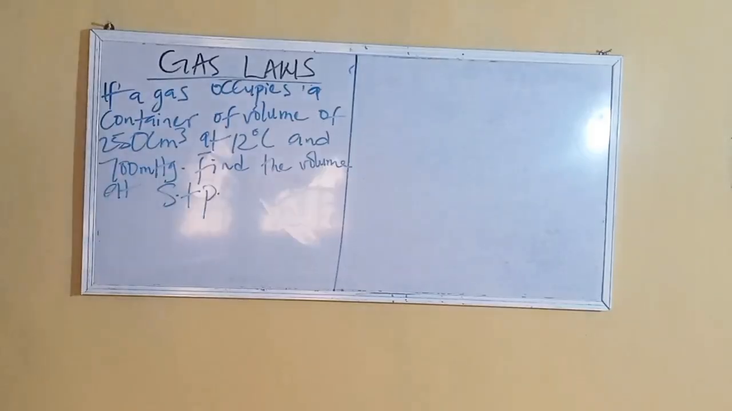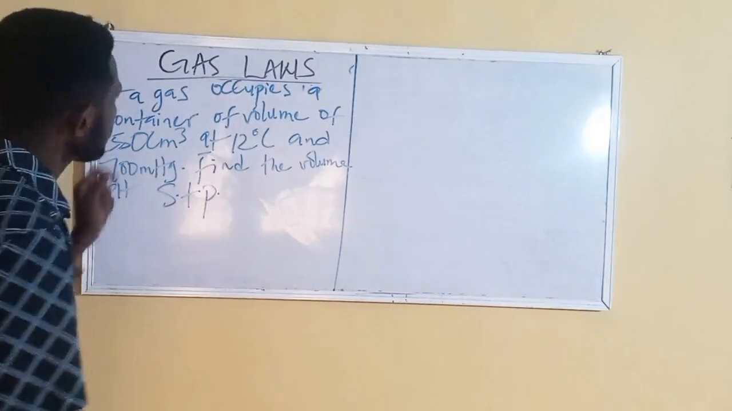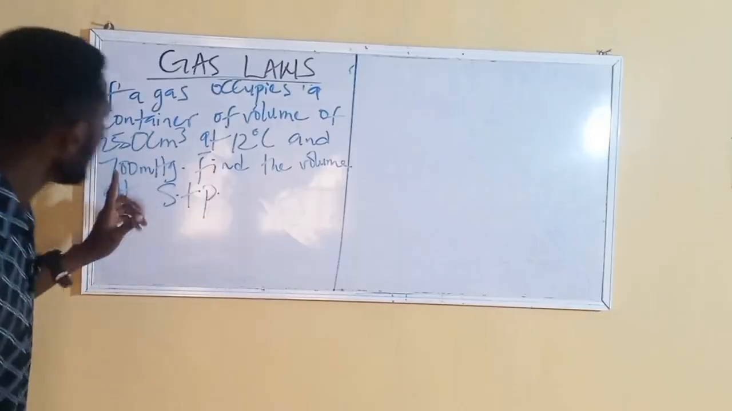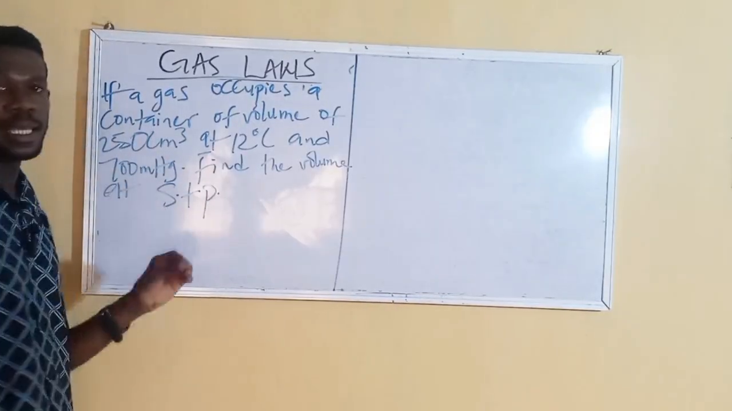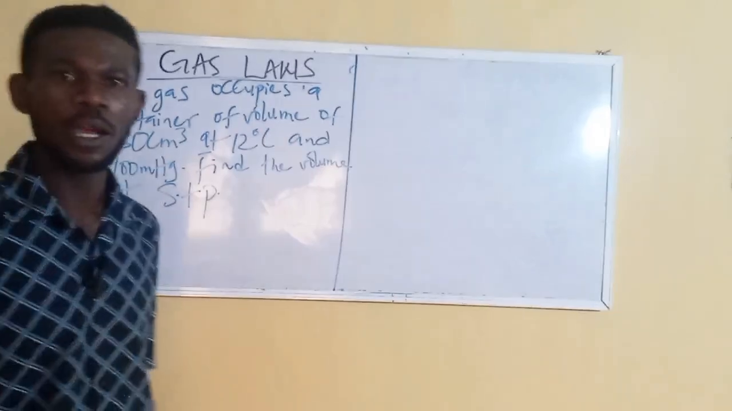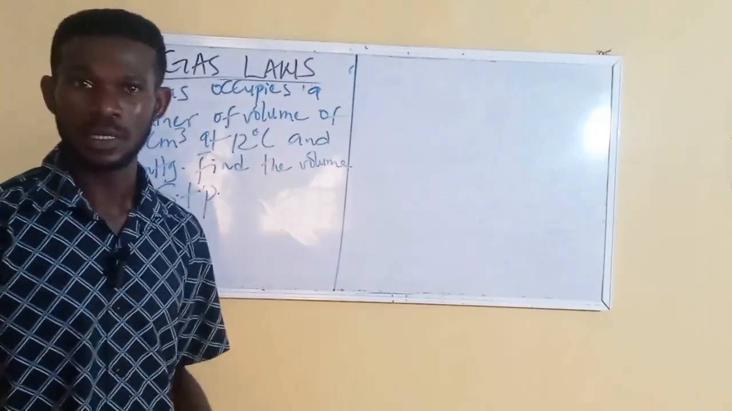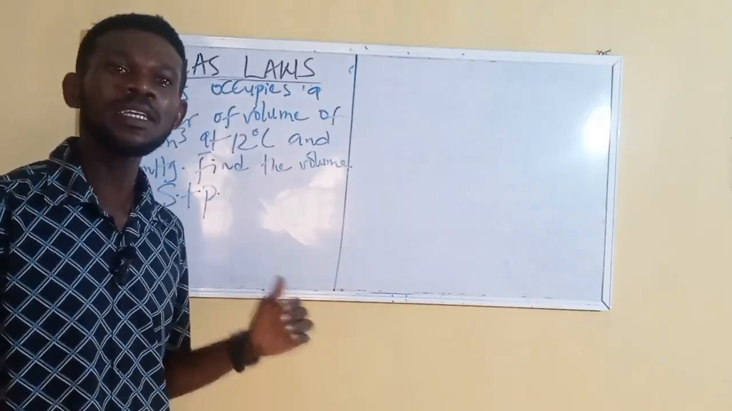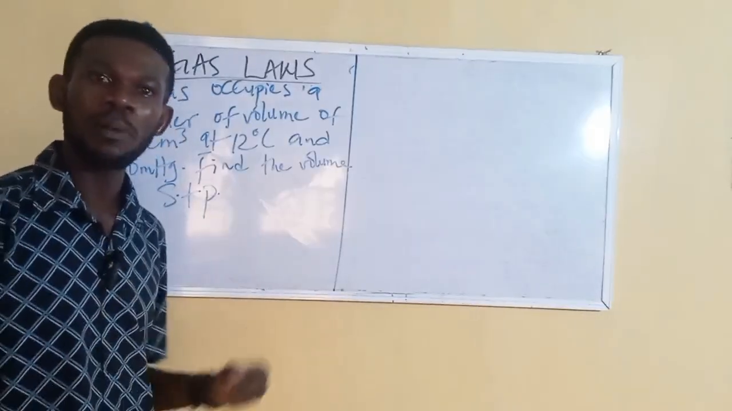Okay. Now let's take a look at this question. If a gas occupies a container of volume 250 cm³ at 12 degrees Celsius and 700 mmHg, find the volume at STP. So how do we carry out this calculation? The first thing you have to do is write out the parameters. If you write out the parameters, it makes it easy for you to know what is missing and the formula to apply.